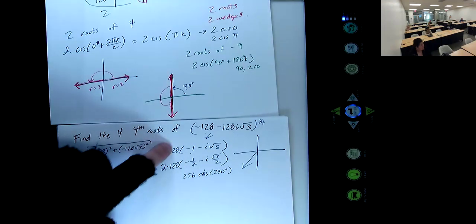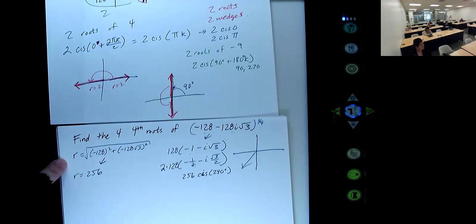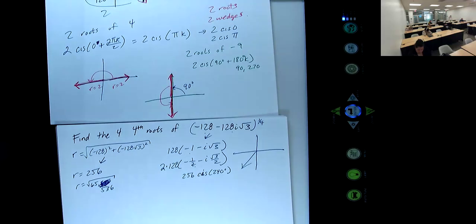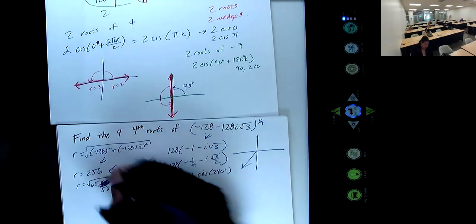If you can't work this out this way, you gotta do the slow long approach on the calculator. Just make sure you don't mess it up. 128 times the square root of 3 equals. I will square that and add 128 squared to that. I'm getting R equals the square root of 65,536. When I take the square root of that, I do indeed get 256.